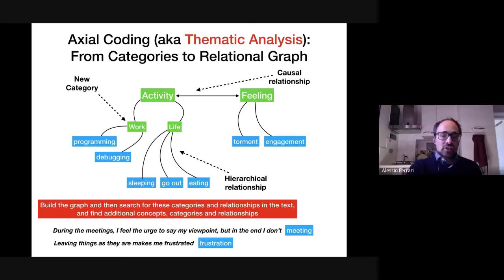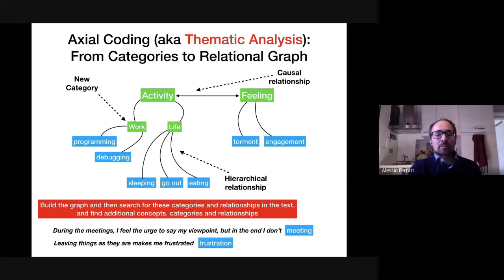For example, I search other data and I find that during the meetings I feel the urge to say my viewpoint, but in the end I don't. So here we have another work-related activity, which is meetings. And I may want to understand what feeling it leads to, because here it is not clear. So I may want to ask further questions about this topic. This leads to further theoretical sampling if I don't find the information in the data.